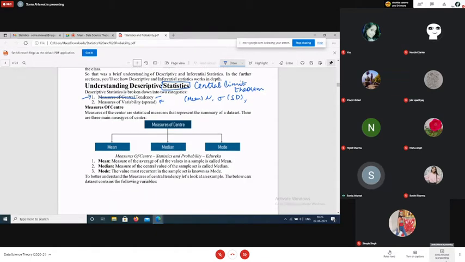So measure of center is basically divided into 3 parts. First one is the mean, second one is the median, and third one is the mode. So mean, median, mode actually give you the summary of the data set. Getting my point, class? It summarizes your data set.